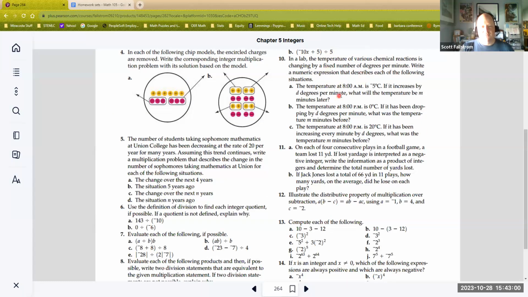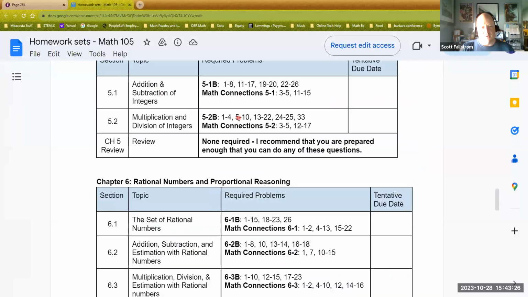This is very similar. Question 10 and question 5 are somewhat similar. This one is like a chemical lab. The temperature is -5 degrees. It decreases by this many degrees per minute. What will the temperature be m minutes later? So it's very similar to what you did here. It's just now you're going to be doing it with a variable. In a sense, you'll be creating an equation someone else could use to solve a problem.